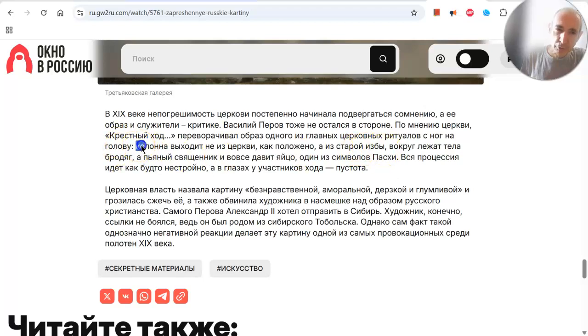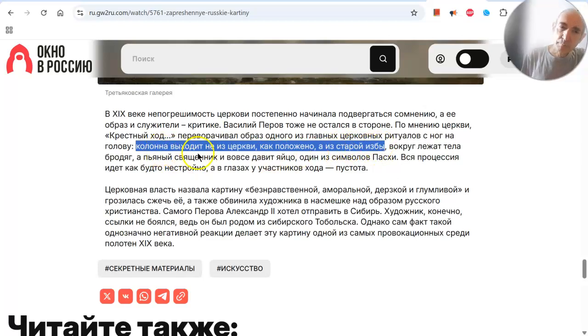So, please see how it works, the beginning here. Колонна выходит не из церкви, как положено, а из старой избы. So, the procession comes out not from the church, as it is accustomed, or as it should be in a proper way, but from the old village house.